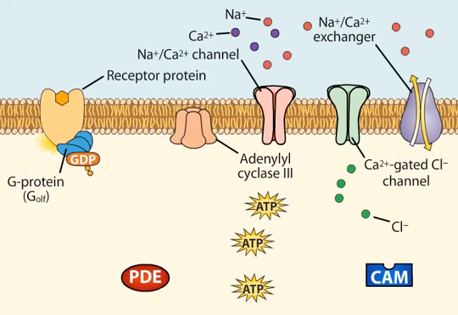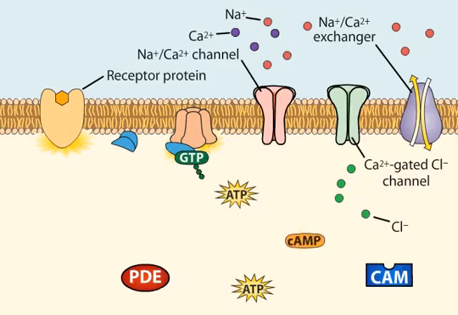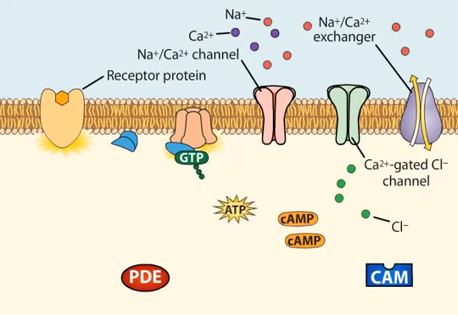In its inactive state, the G protein is bound to GDP. Receptor activation causes the G protein to exchange its GDP for GTP. The activated G protein then activates the enzyme adenylyl cyclase 3, an olfactory-specific form of adenylate cyclase. The activated enzyme molecule converts a large number of ATP molecules into cyclic AMP.